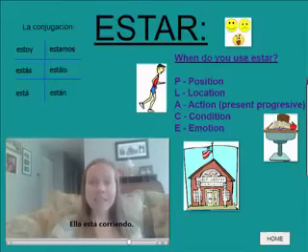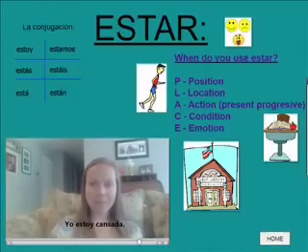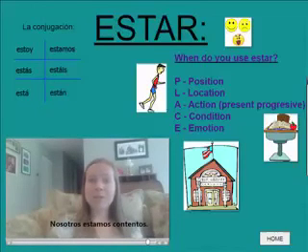The C stands for condition. Now, condition refers to something that is not permanent but is short. For example, yo estoy cansada. I am not always tired, but I am tired now. The E stands for emotion. For example, nosotros estamos contentos.